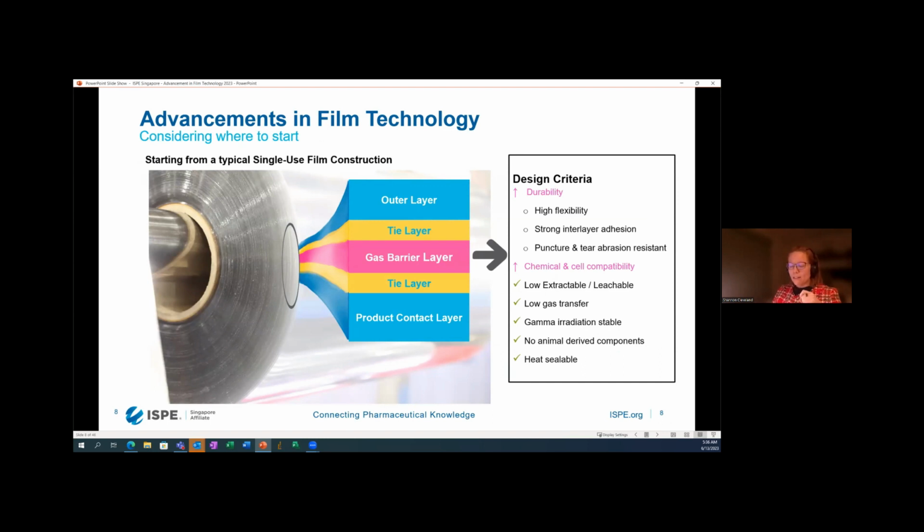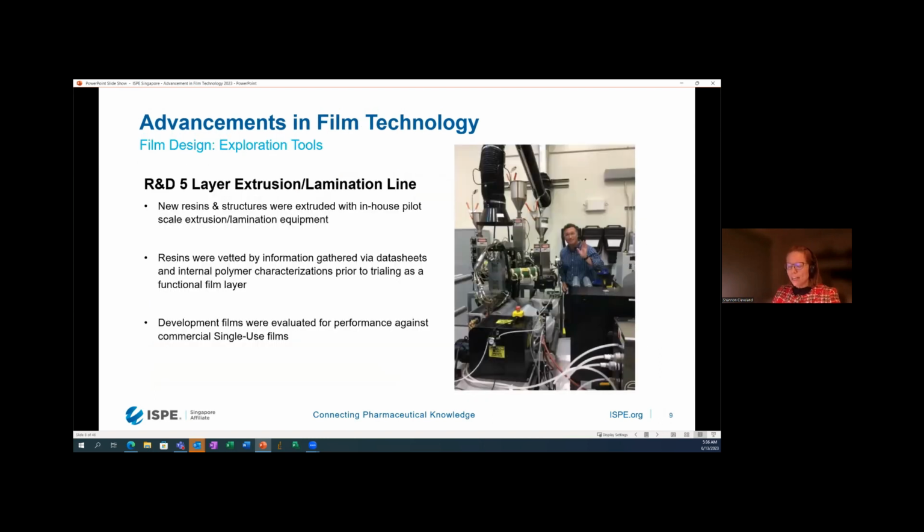The new film designs need to robustly ensure quality performance for all design criteria. We had many tools to help us explore and measure success. To vet designs for technical feasibility, we used an in-house pilot scale 5-layer extruder laminator that I show here with my boss Dave saying hello, that allowed us to screen resins and potential film designs.